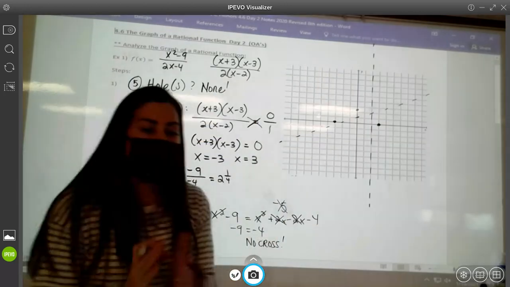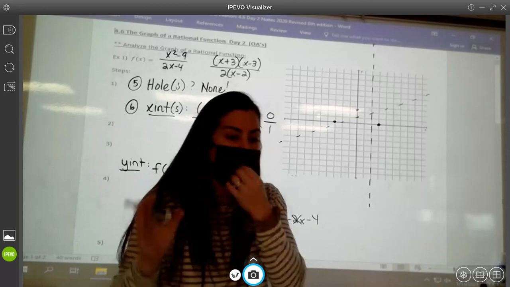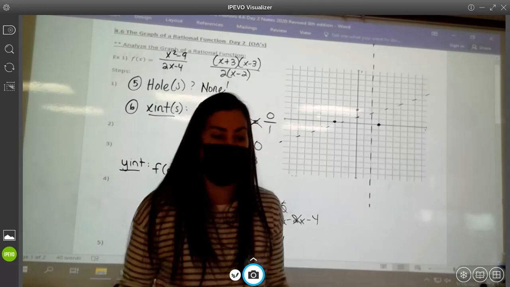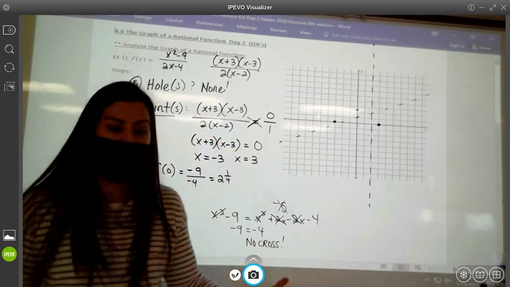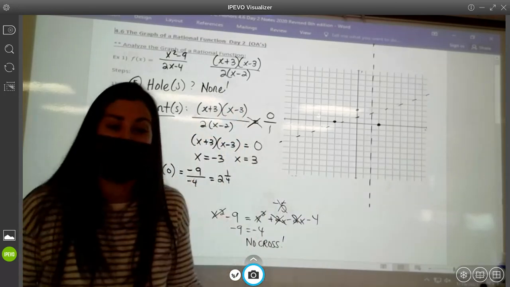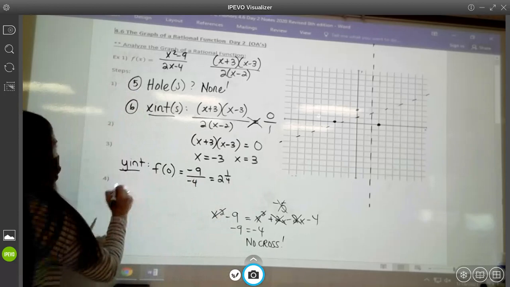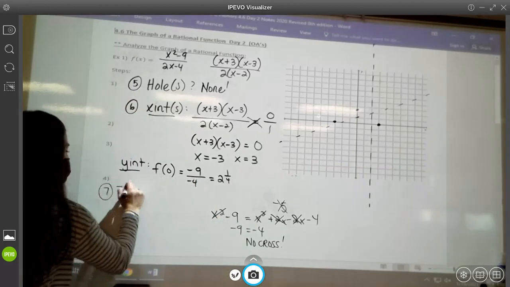Okay, once you've done your intercepts, then after that, it's up to you to decide, do you have enough information to fill these curves in, or do I want to plug x's in as test points to create more points that our curve has to pass through? So the last step, step 7, is test points.